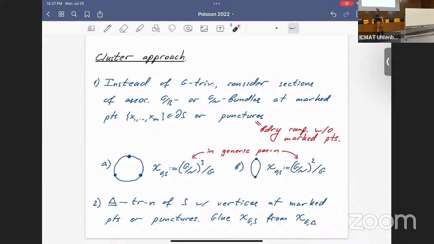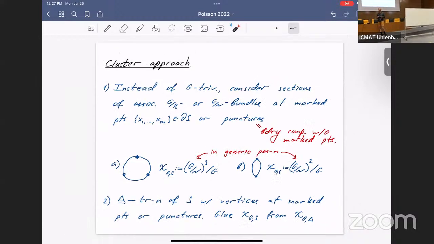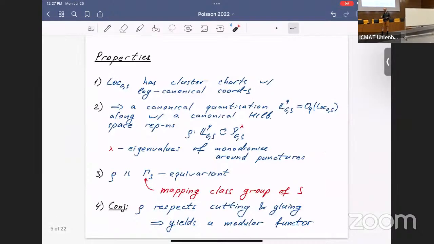Now, what does it come with? So if you do that, then you have the following interesting properties. So first of all, each triangulation gives rise to a chart on your variety.